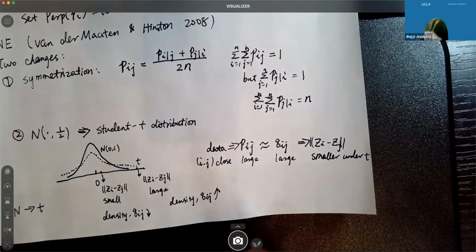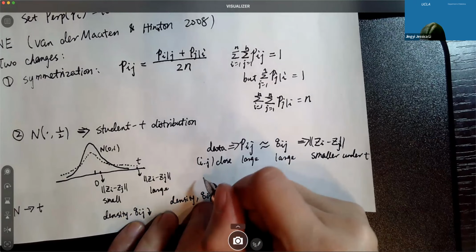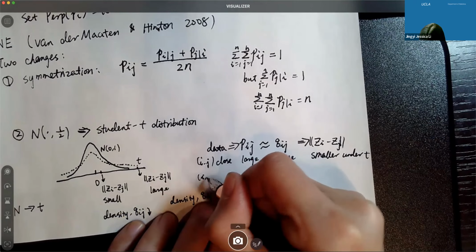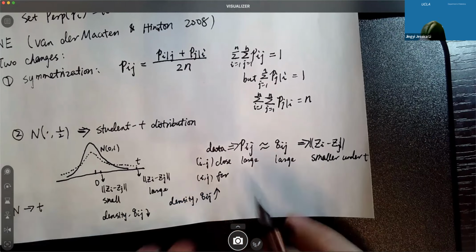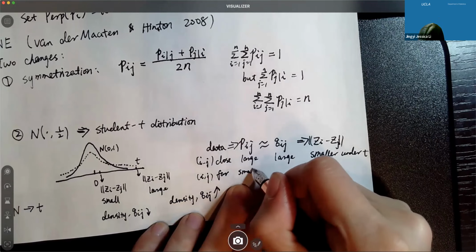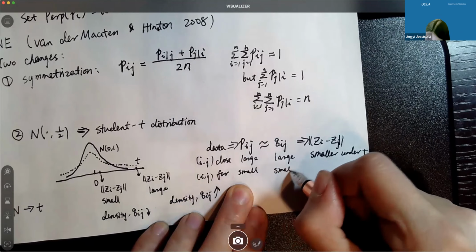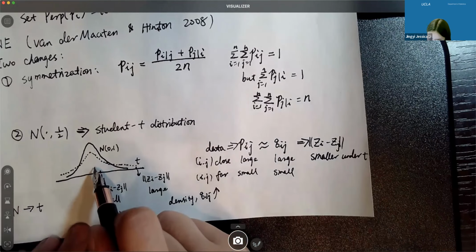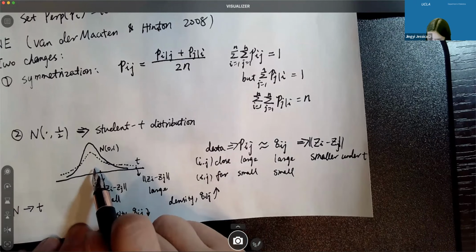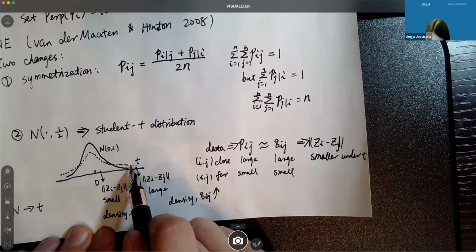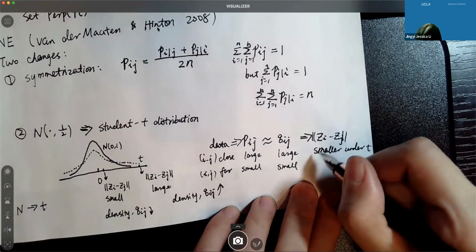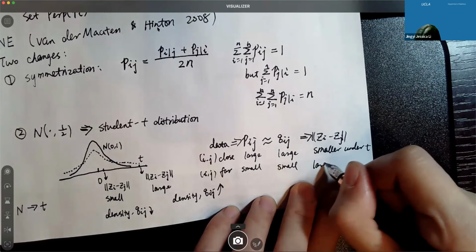Now in the other case, if i and j are far away, then Pij is small and Qij is small. When we look at the low density right here, very close to 0, and find the corresponding distance, you will actually go farther away in t than in normal. So in other words, zi minus zj will be larger under t.